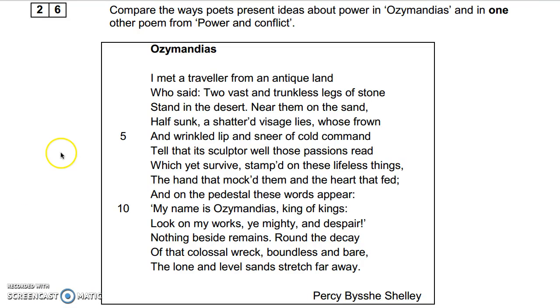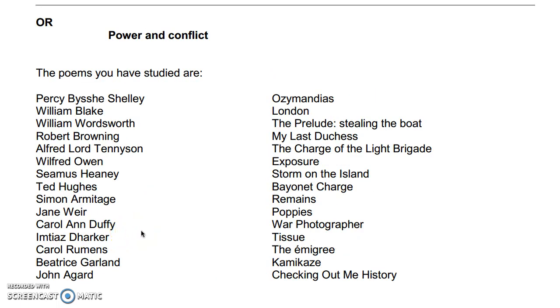Here is the only sample question that AQA have so far released. It's on Ozymandias, and I'm deliberately not going to do an answer to this poem simply because it's highly unlikely this will be the actual exam question in 2017. It would be crazy. So I'm going to do it on two other poems. But the structure of the question will be exactly the same. Compare the way the poets present ideas about power in this poem, whichever it is, and one other poem from Power and Conflict.